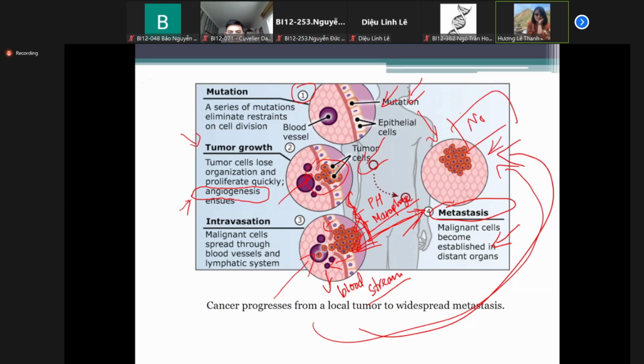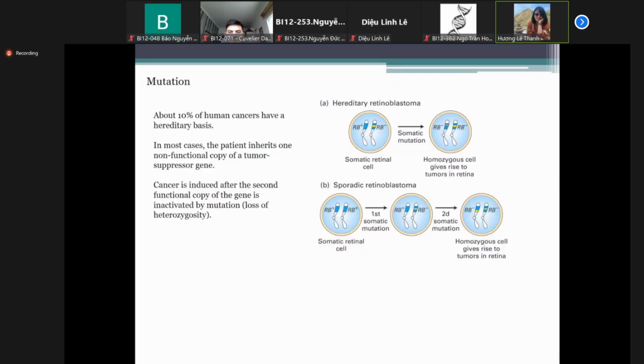So what about the mutation? We have a subtype of mutation that's about 10% of human cancer that have a hereditary basis. And in most cases, the patient inherits one non-functional copy of a tumor suppressor gene. Remember the RB, they are negative cell regulators. So an example is RB.